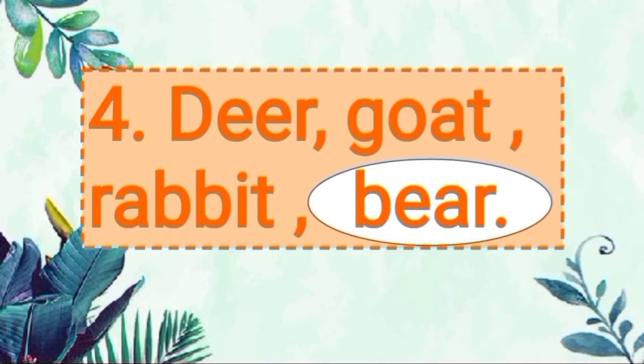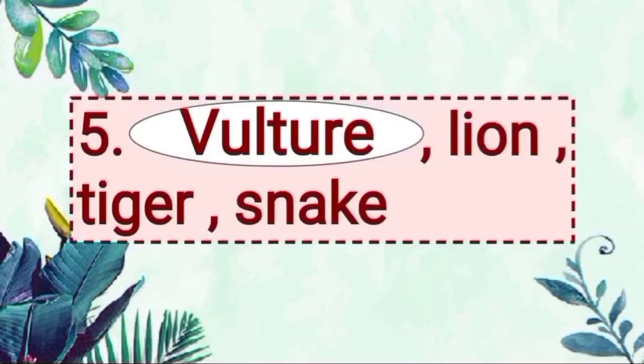But the fourth animal, which is B-E-A-R, bear, is an example of omnivorous, which means animals that eat plants as well as the flesh of other animals. So here B-E-A-R, bear, is different from the other three animals, so we have to circle that.